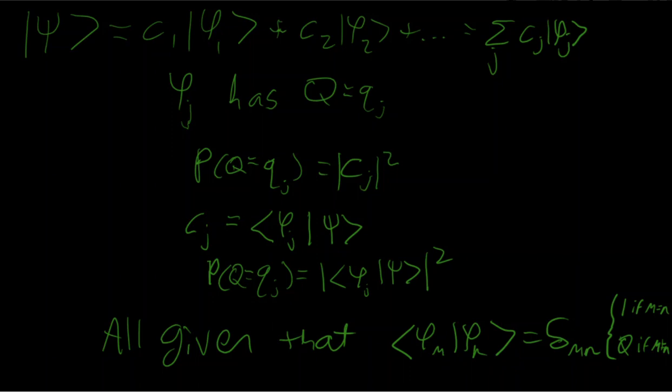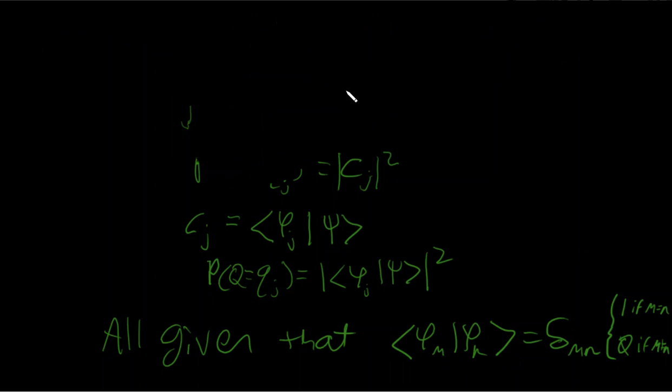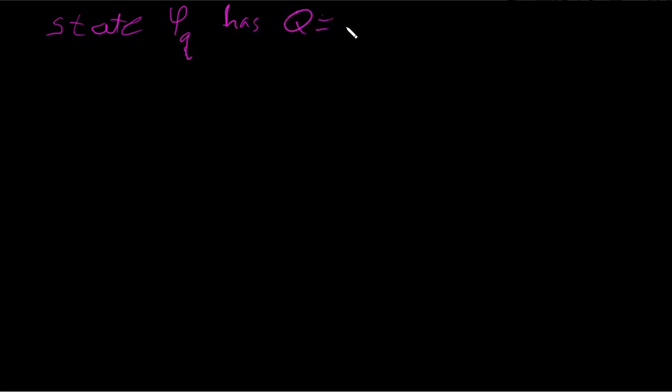Okay, I'm going to erase this, and we're going to start with our section 3 stuff. So now, again, I'm going to say that the state phi sub q has some observable big Q equal to little q, but I'm not using the counting indices anymore, and I'm going to tell you why in 1 second.